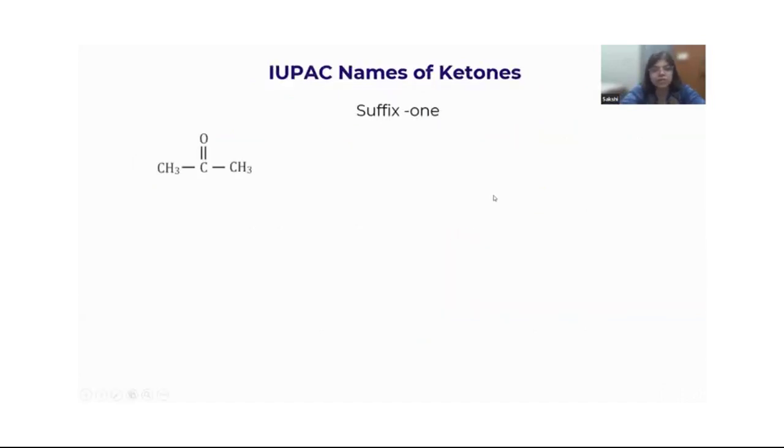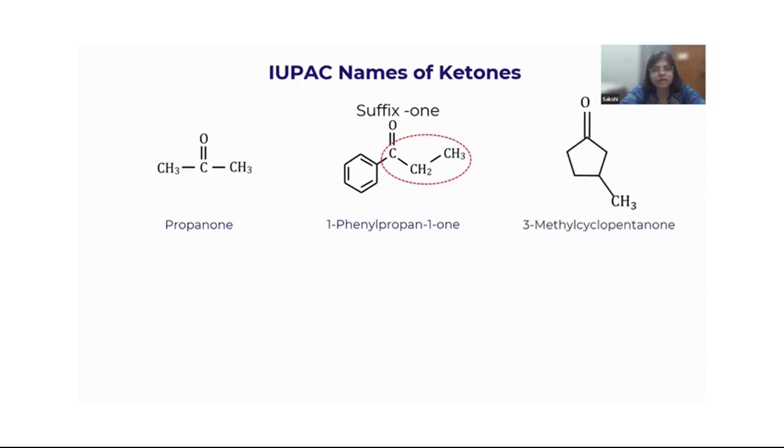Let us move forward. As I told you, the suffix used here is "one". So where will you start naming from? You will start numbering from the carbon atom which has the functional group. So we start from here, 1, 2, 3. At the first carbon atom, the substituent is phenyl. So we have 1-phenylpropan-1-one, right? Here we have propanone, here it is 1-phenylpropan-1-one.